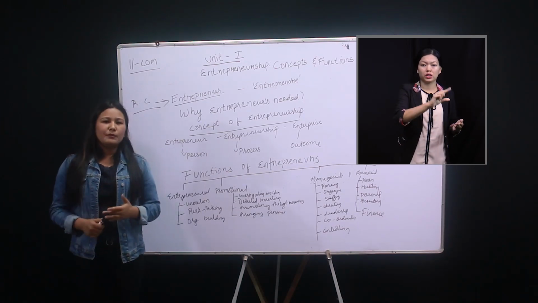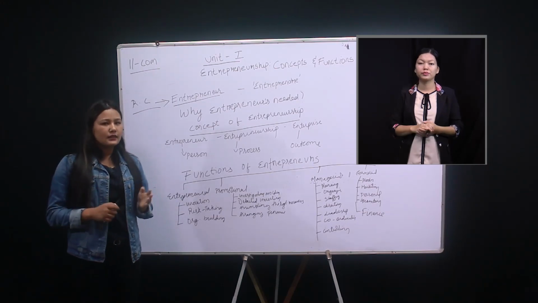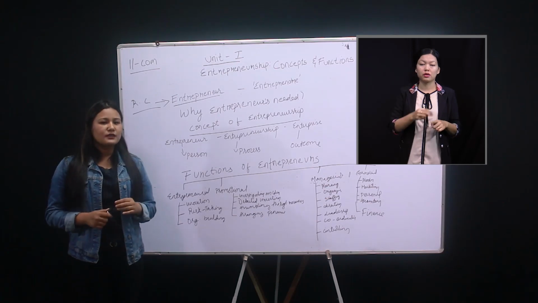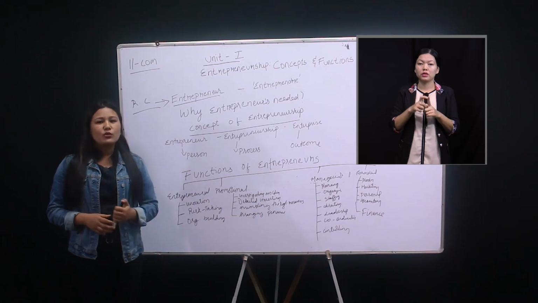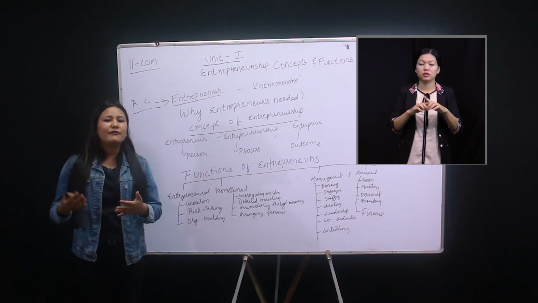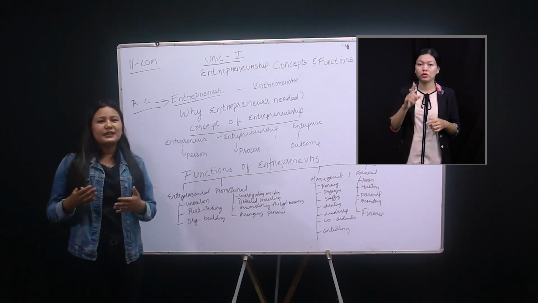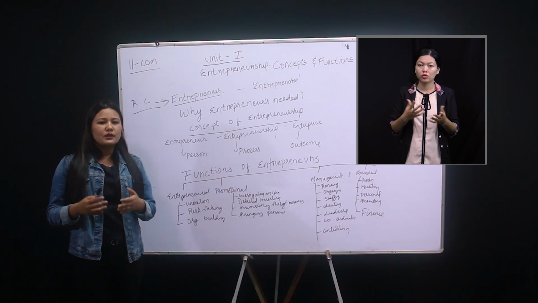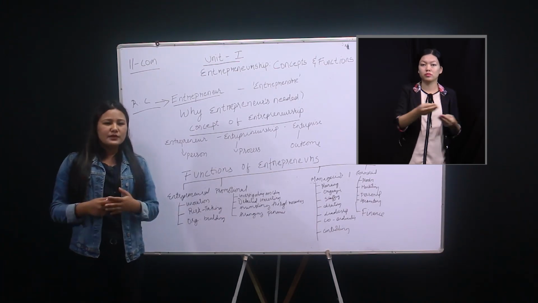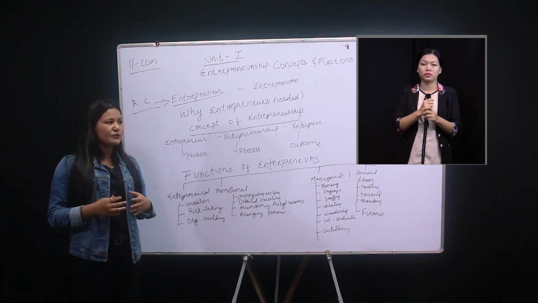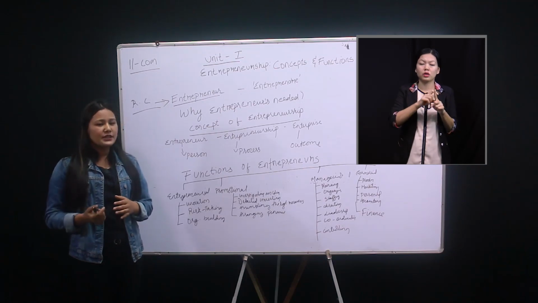Another person who has defined entrepreneur is J.B. Say. So J.B. Say defines an entrepreneur as a person who avails the land of one, the labor of another, and yet the capital of another to make profit. So J.B. Say says that an entrepreneur is a person who gathers all the factors of production together to come up with a particular product and earn profit.